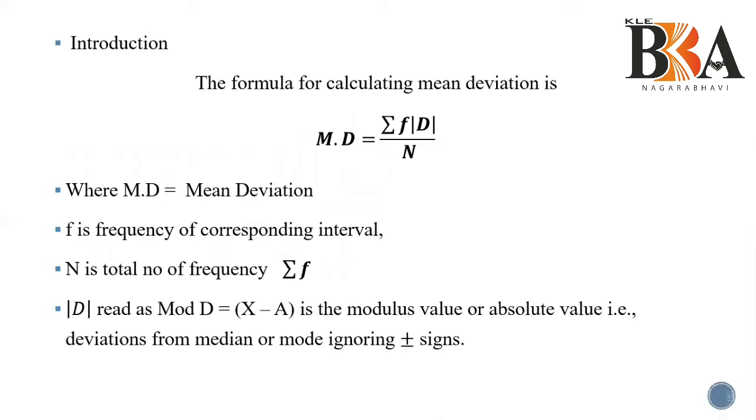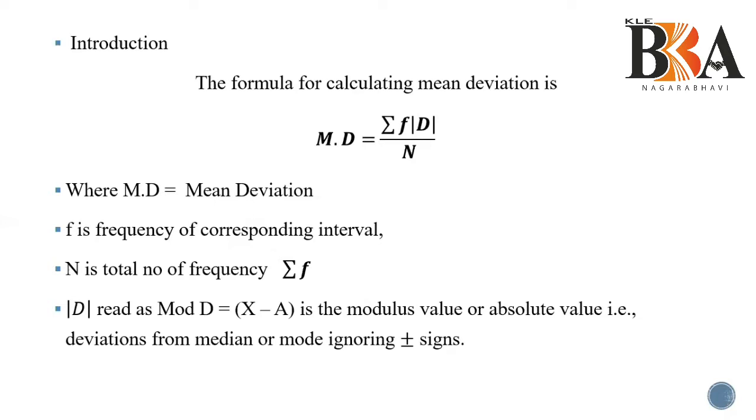For calculation of mean deviation, we need this formula: mean deviation equals sigma f d divided by n. We will see what sigma f, d, and n represent. Where M.D. is the mean deviation, f is the frequency of the corresponding interval, and n is the total number of frequencies, that is sigma f.